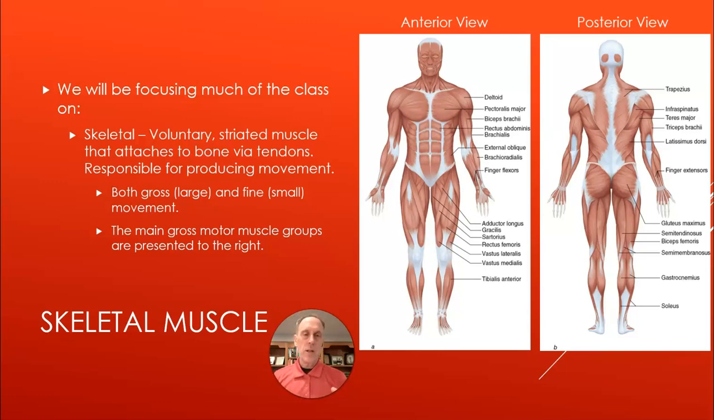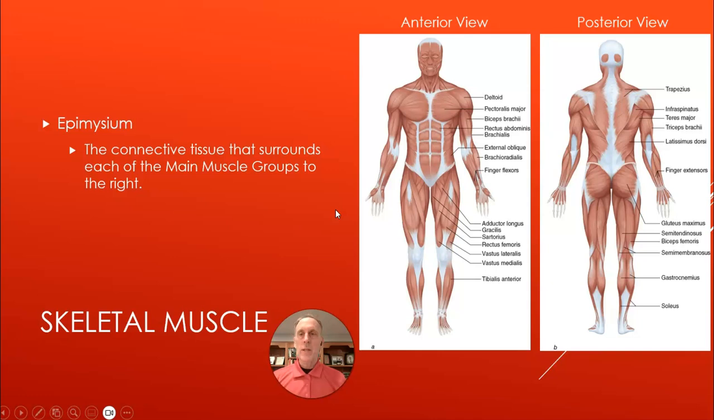So to the right, what you see are the main gross motor muscle groups, everything from delts all the way down to tibialis anterior, and the anterior view, which is over here to the left, which is the front of the body, and the posterior view, which is the back side of the body, everything from trapezius all the way down to soleus. So I would take a moment to acquaint myself with these because you'll find them later on in the class.